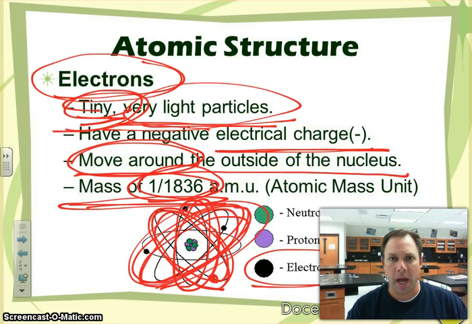So protons have a positive charge. They're found in the nucleus, with a mass of 1 AMU. Neutrons are neutral. They're also found in the nucleus, and have a mass of 1 AMU. And then our electrons are negative. Okay, they orbit or go around the nucleus and have a much smaller mass, much, much less than 1 AMU.